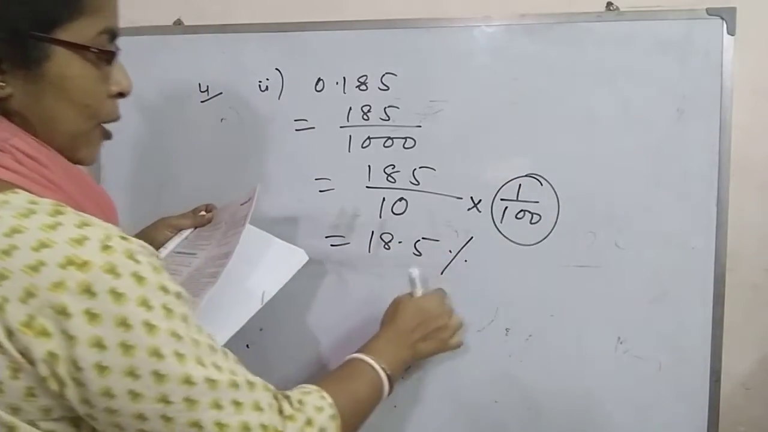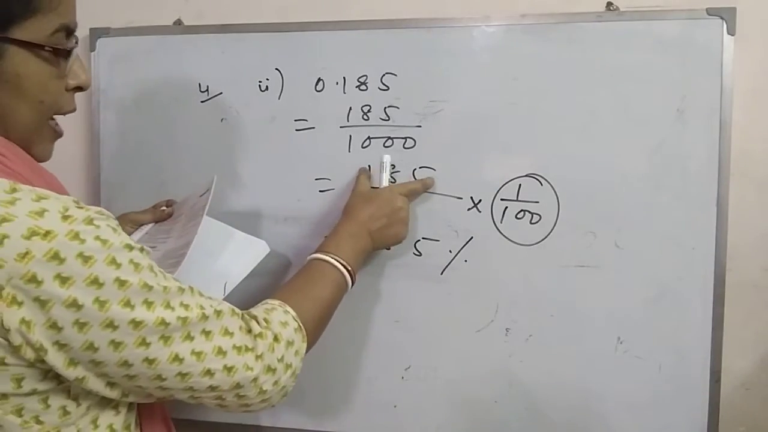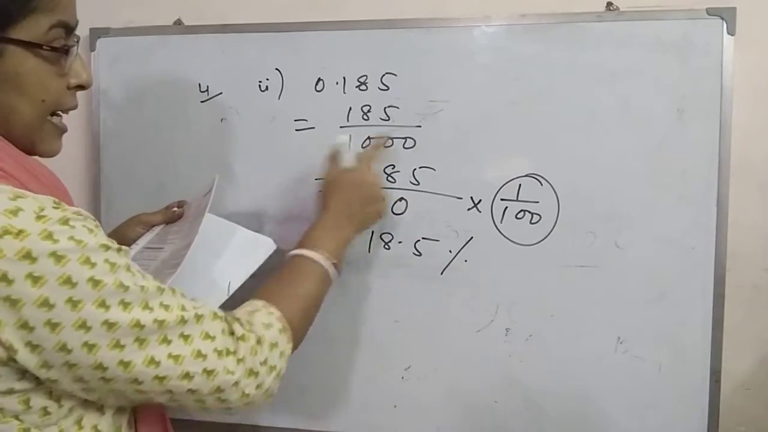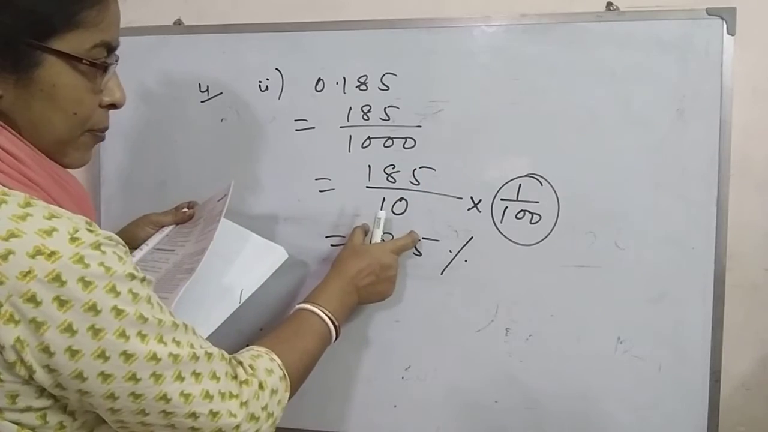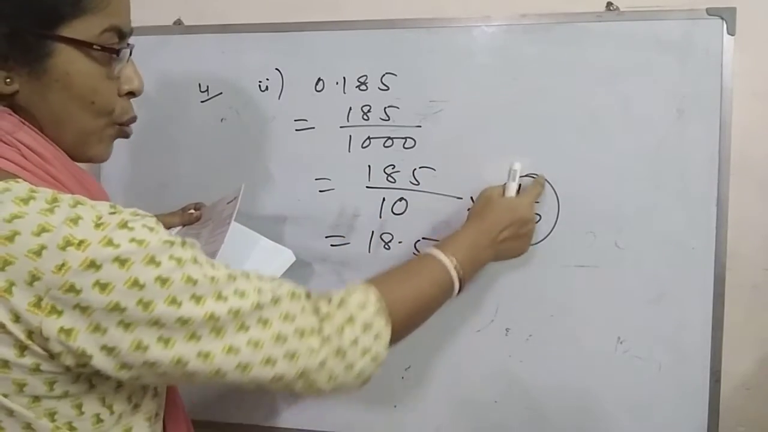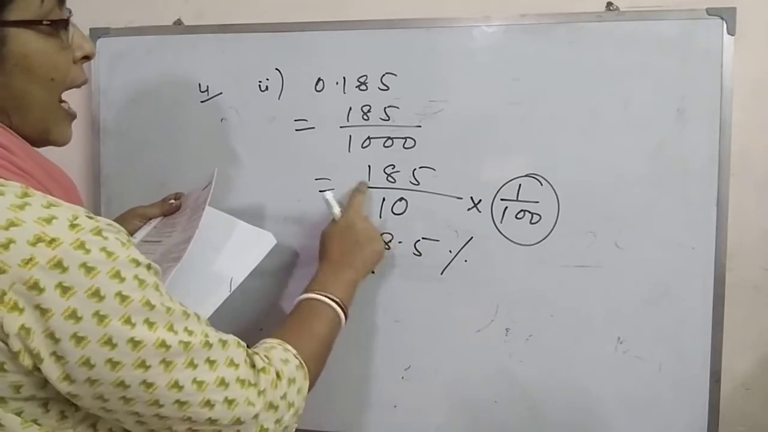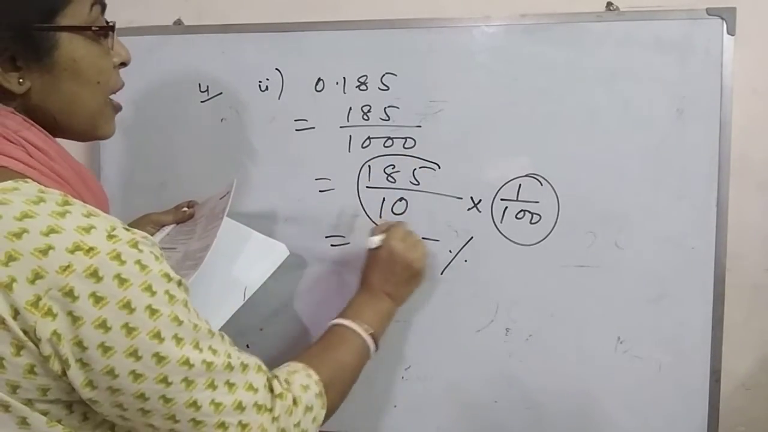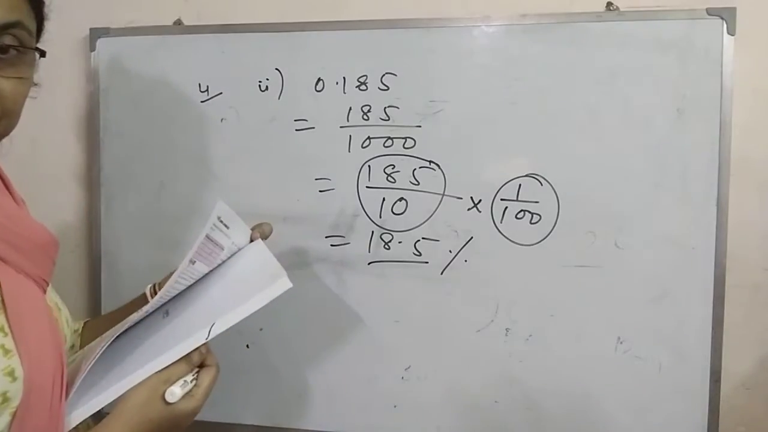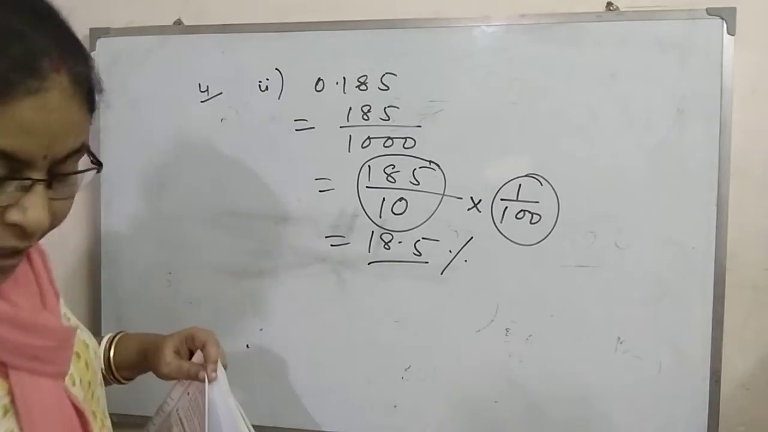1 by 100 equal to percentage. So 185 by 10, I can write it in this way: 185 by 10 into 1 by 100. 1 by 100 equal to percentage sign. And 185 by 10 equal to 18.5. This is the required answer.